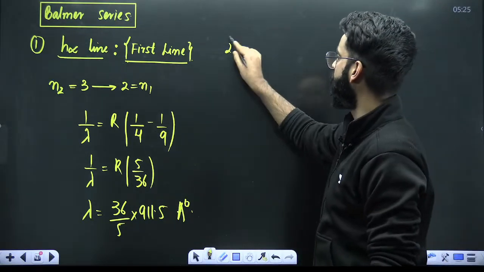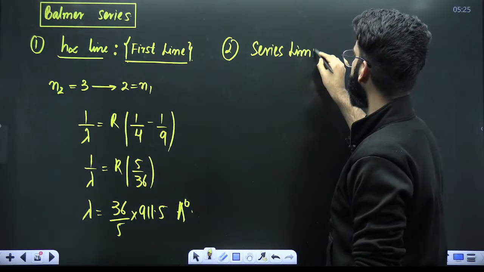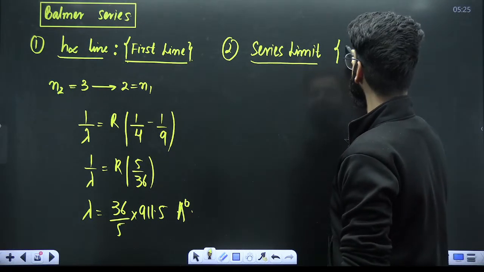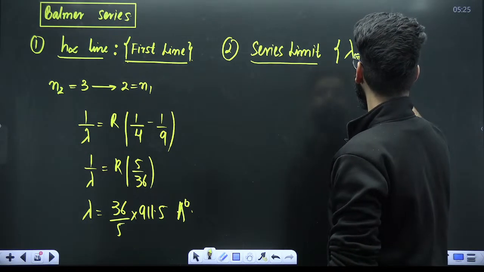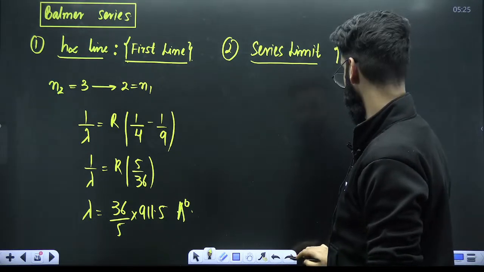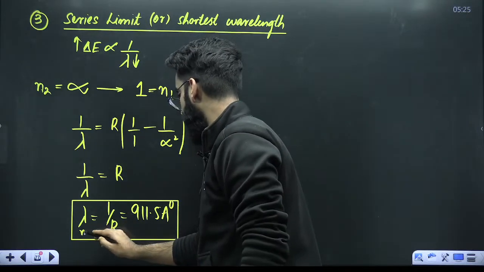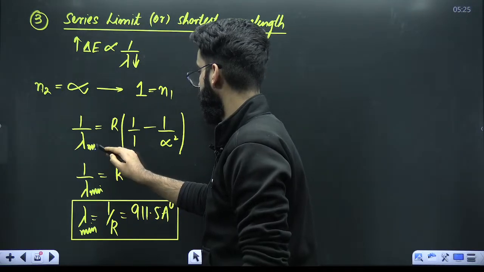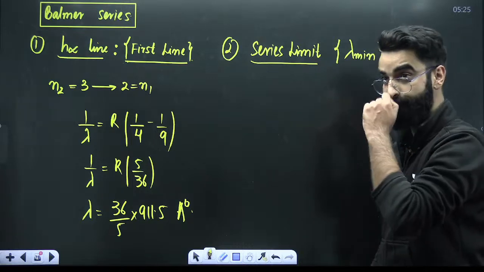Now, if I ask you about the series limit in Balmer, or I'll be calling this the shortest wavelength, lambda minimum. This was your lambda minimum in Lyman, by the way. Now, lambda minimum in Balmer.